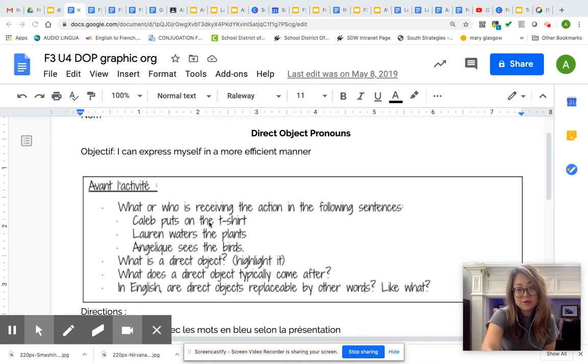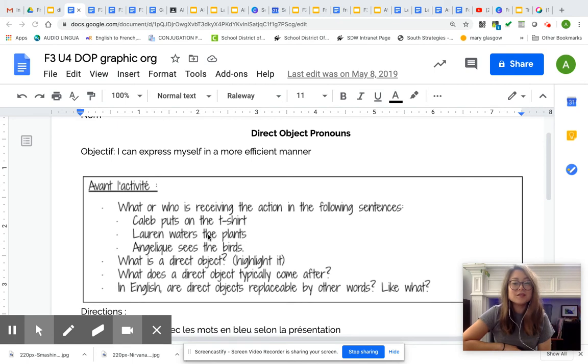This is at the top of your notes page before we get started. So who or what is receiving the action in the following sentences? So we know that the action of a sentence is the verb. And in French, we spend a lot of time learning about verbs, conjugating them, learning how to put them in the passé composé. A lot of language is centered around verbs because you can't have sentences without them. But to make sentences really interesting, there are other elements to it, which has to do with this.